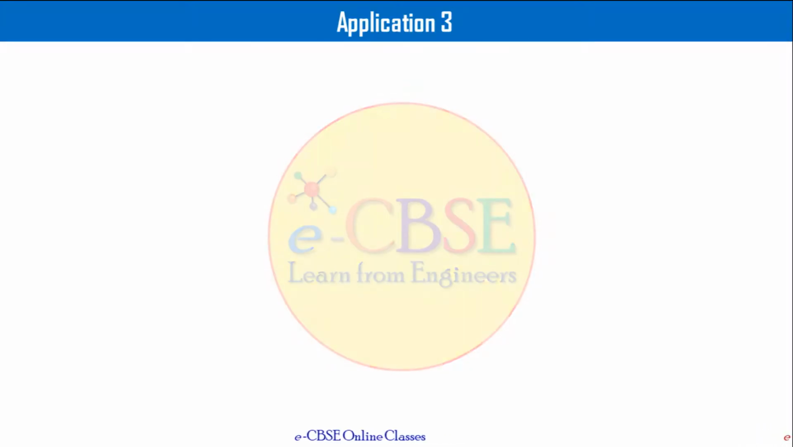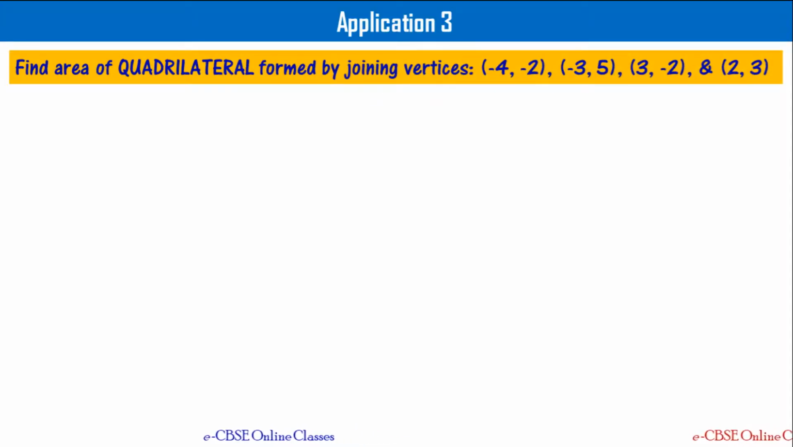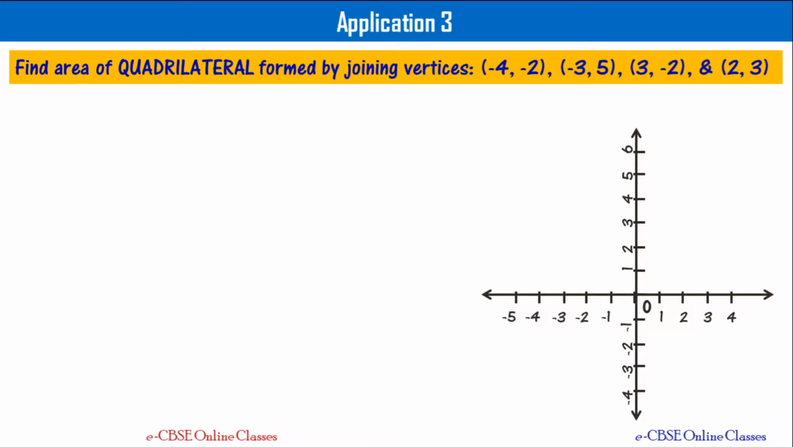Now let's take a look at another problem. In this problem, we are asked to find area of quadrilateral found by joining vertices minus 4 comma minus 2, minus 3 comma 5, 3 comma minus 2 and 2 comma 3. Let's mark them on this graph now. A equal to minus 4 comma minus 2, B equal to minus 3 comma 5, and C equal to 3 comma minus 2, and D equal to 2 comma 3.